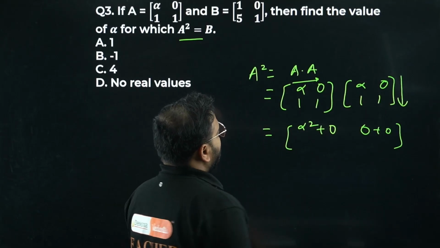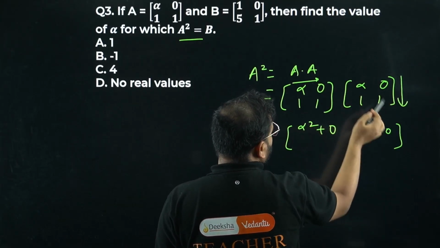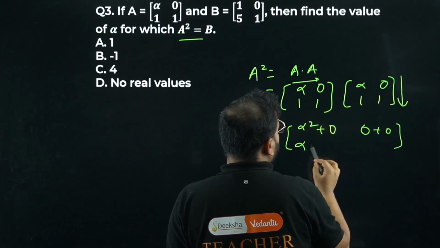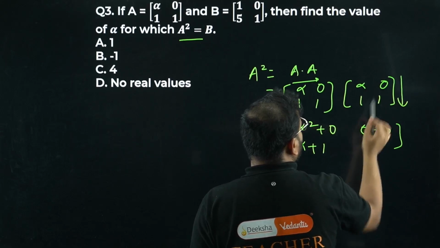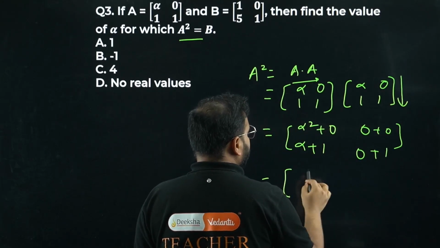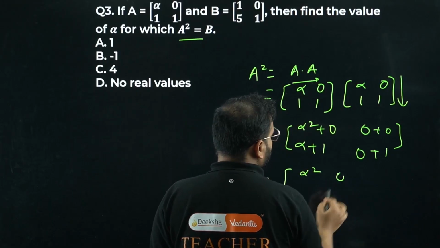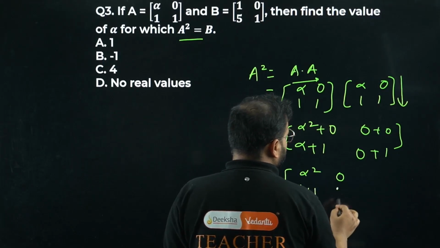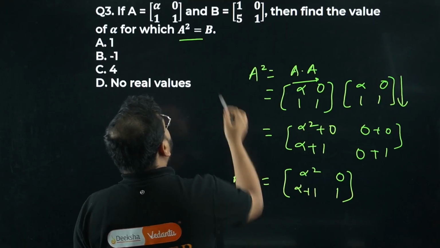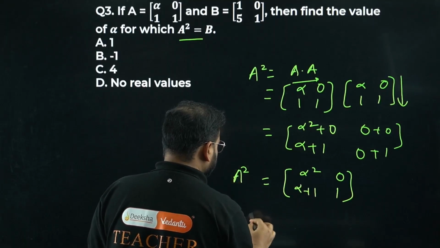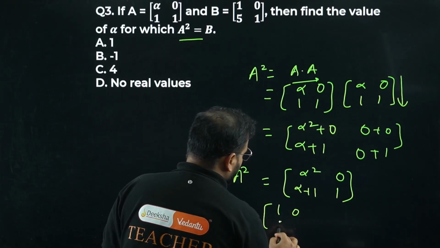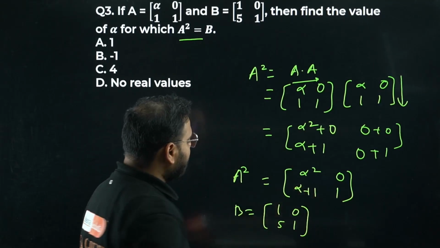Now compare the second row with both the columns. Multiply that. 1 into alpha is alpha. 1 into 1 is simply 1. Over here, 1 into 0 is 0. 1 into 1 is again 1. What I'm getting now is alpha square, 0, alpha plus 1, and 1. This is my value of A square. They're saying this is equal to B, right? So right here, what is B given as? 1 0 5 1.